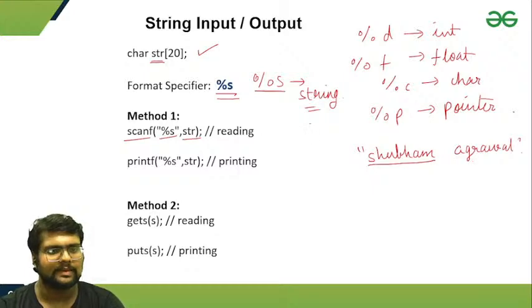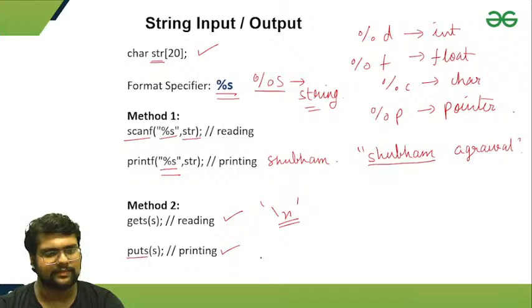To store a full string, you can use gets. It will read until a new line character is found, so it will take the input until a new line character is found. Similarly, we can print a string using the format specifier %s in printf. If Shubham is given as input, it will print Shubham as output. We can also use puts, which will print the result on the standard console.